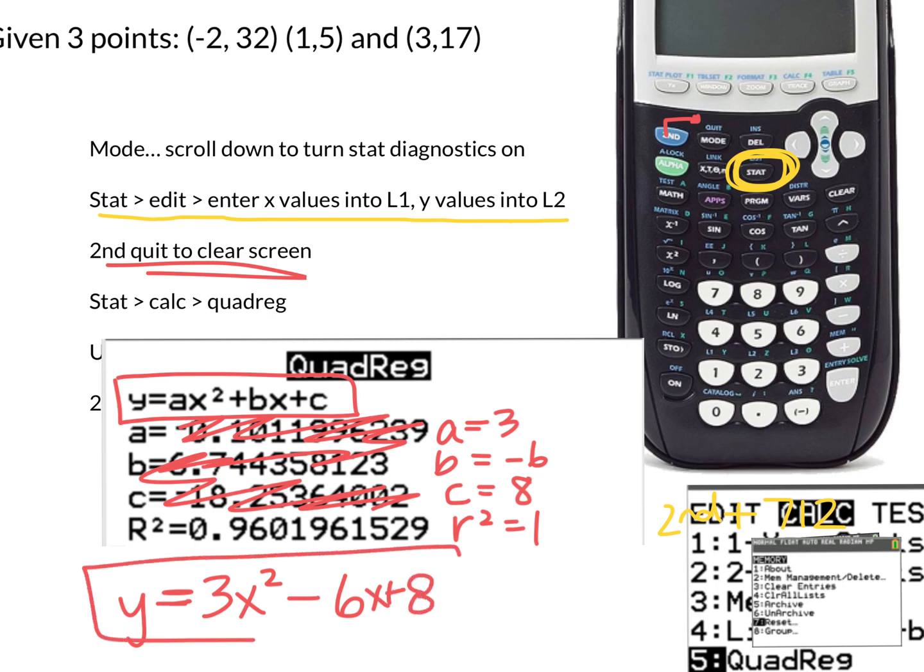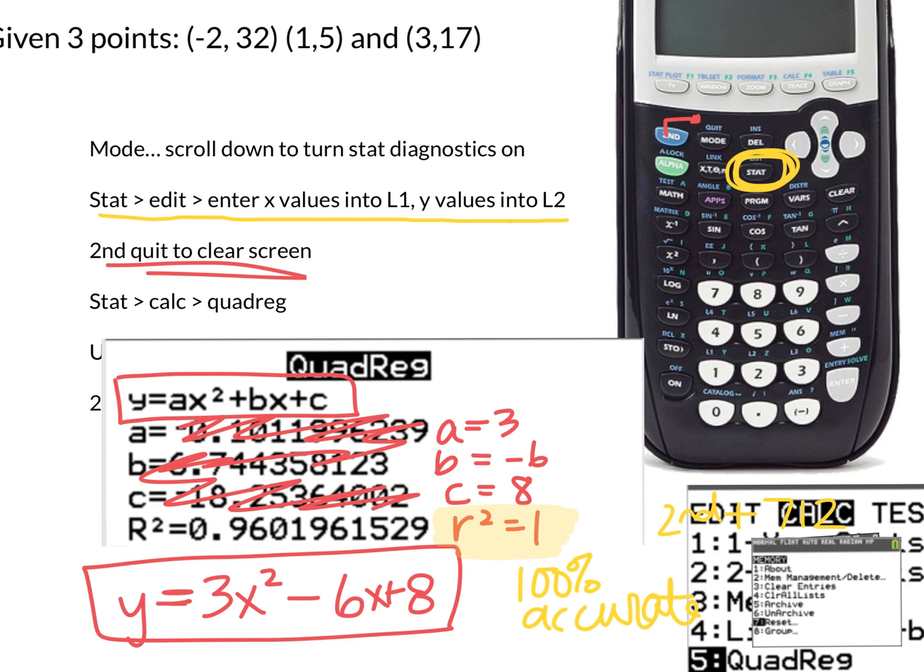So there's my equation. And what the r squared tells you is how close the equation is to what you've been given. So this r squared being 1 is kind of like being 100% accurate. So in this instance, this line is a perfect fit. And we'll talk about maybe sometimes when that doesn't happen.